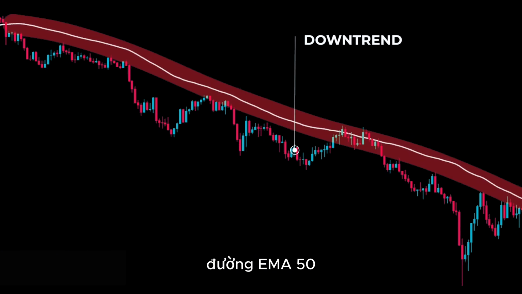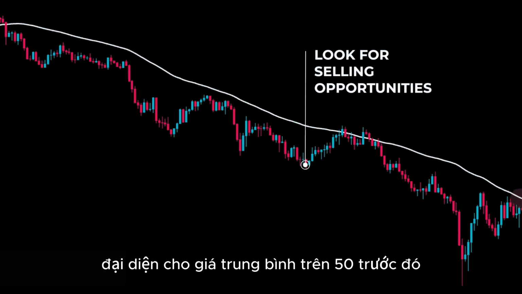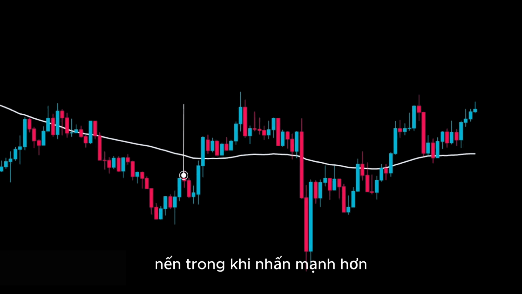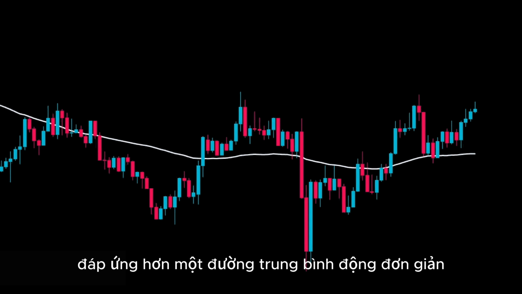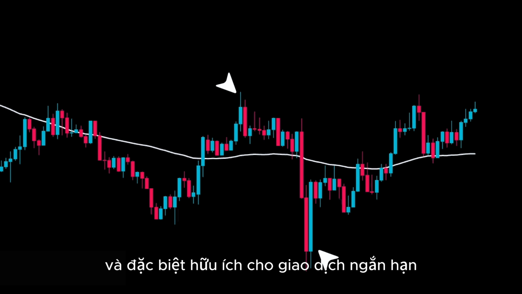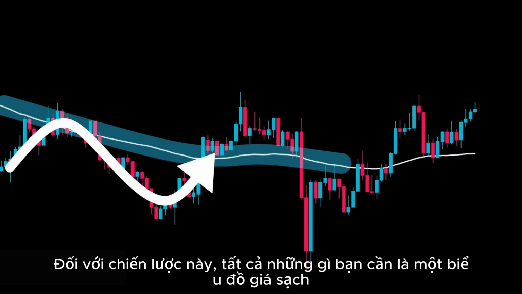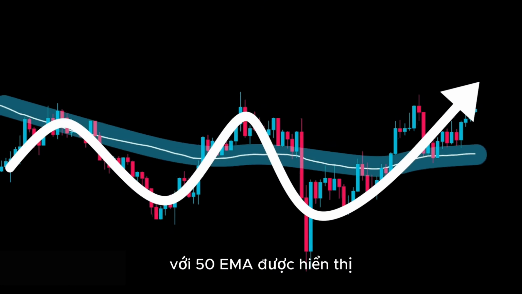The 50 EMA appears as a smooth line that represents the average price over the previous 50 candles, while placing greater emphasis on recent price movements. This makes it more responsive than a simple moving average and especially useful for short-term trading. For this strategy, all you need is a clean price chart with the 50 EMA displayed.